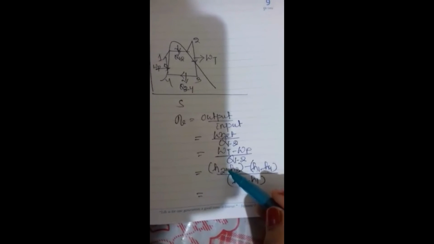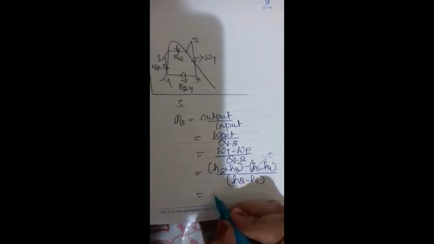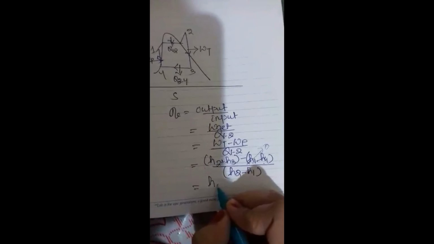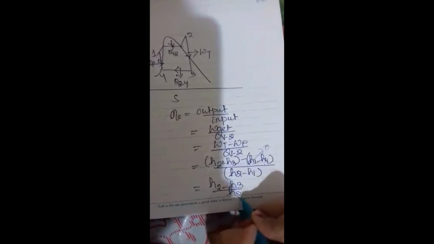And in some cases, the pump work is very negligible as compared to the turbine work, so we can neglect it. By neglecting the pump work, the efficiency will be H2 minus H3 divided by H2 minus H1. This will be the formula for the efficiency.